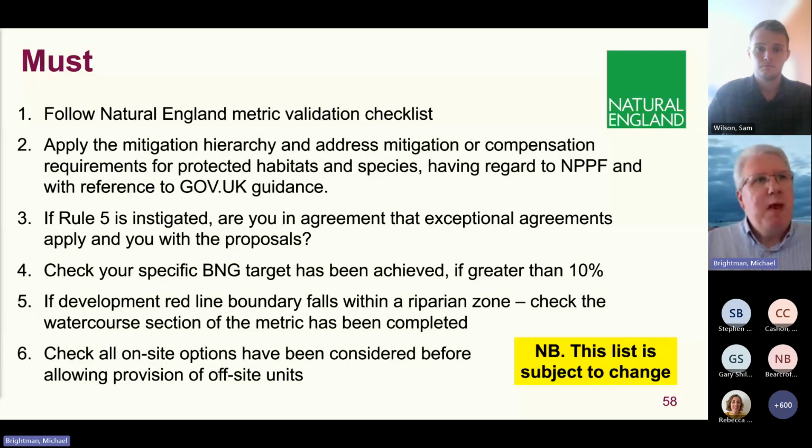In line with the Environment Act, an LPA must check that all on-site options have been considered before allowing off-site units. It might be, for example, that a developer will require some off-site units, and because of that, hasn't made a full effort to provide all on-site options. For example, the provision of sustainable urban drainage systems, SUDs, or rain gardens as examples.